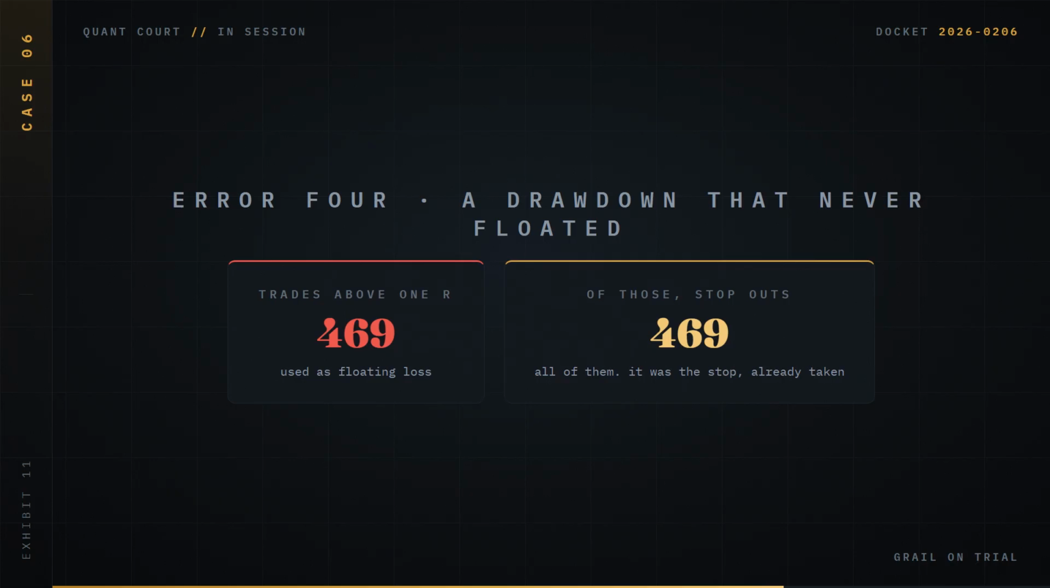Error 4. We used the raw maximum adverse excursion as floating drawdown, and it wiped out a prop account that the real rules never touched. So we checked the column. Values above 1R appear in exactly 469 trades, and all 469 of them are stop outs. It was never floating loss. It was the stop, already taken.